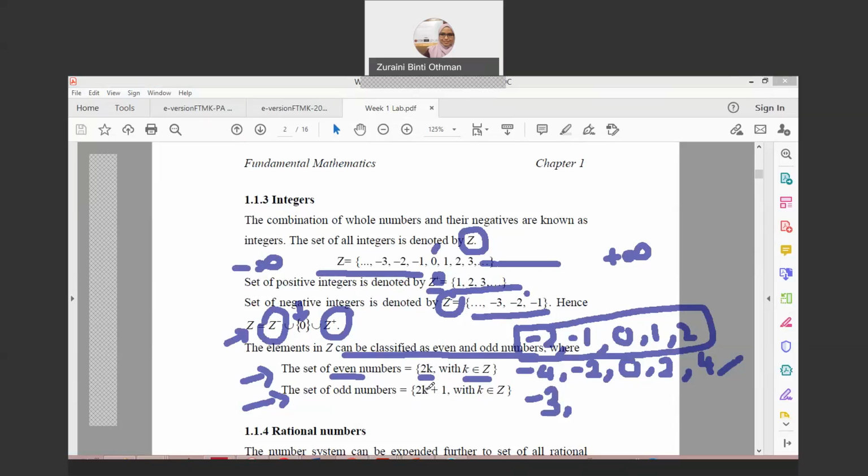Okay, if we have negative 1, negative 1 times 2 is negative 2, plus 1 is negative 1. Okay, if we have 0 here, when our k is 0, 2 times 0 plus 1 it becomes 1. Okay, when our k is 1, 1 times 2 plus 1 is 3, right? Okay, if we have here 2 times 2 plus 1 it becomes 5.